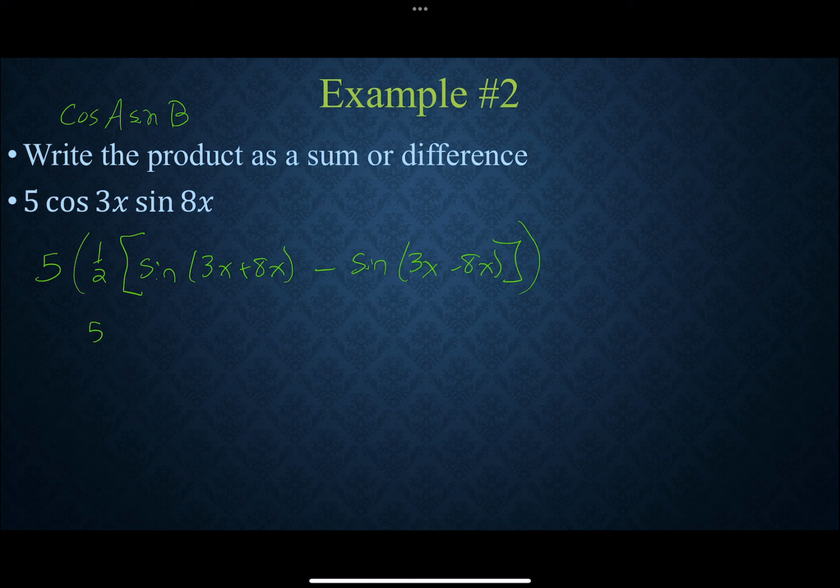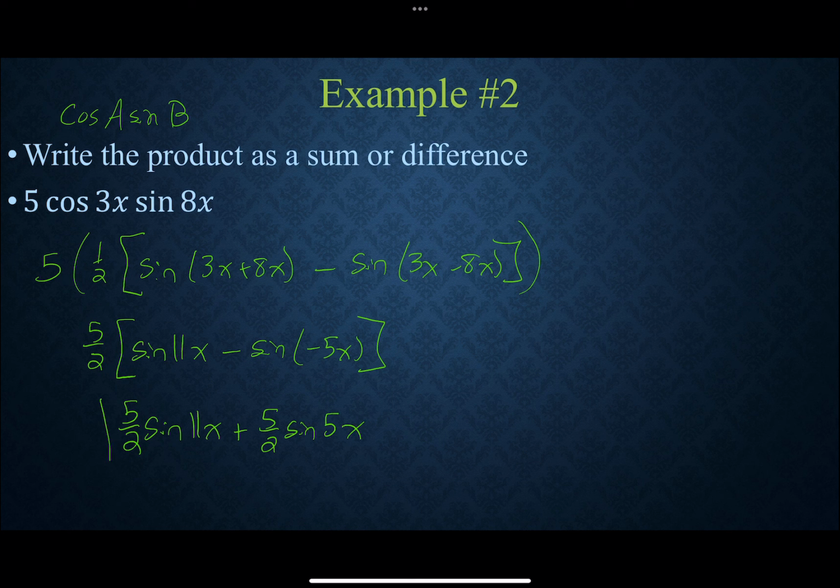So we're going to see that we get 5/2 on the outside. This becomes sine of 11x minus sine of negative 5x. Again, negative angles not allowed, so we're going to pull it out for sine. And if I distribute, which I'm going to typically do, I'm going to get 5/2 sine 11x, then plus 5/2 sine of 5x. Okay, so it's all about taking the negative out of the expression there. And since it's being taken out, there was already a negative there, that's why it became a plus sign.